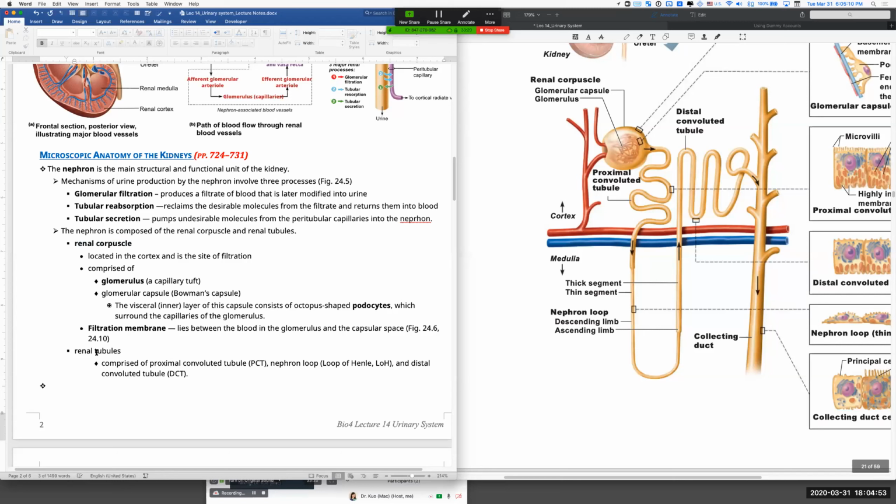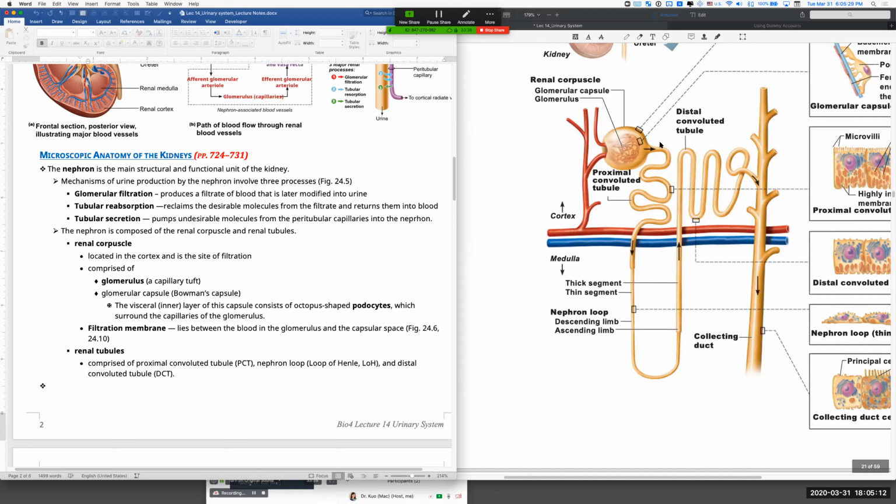Renal tubule and renal corpuscle. Now the renal corpuscle is this structure right here. Renal tubules are these. So the nephron is made up of the renal corpuscle and renal tubules.